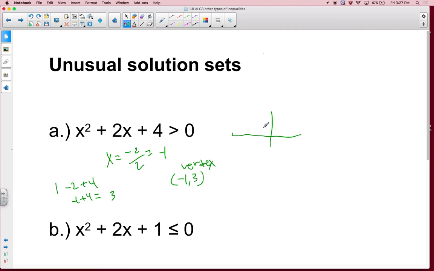Negative 1, 3 is up here, and it's facing up. So this is entirely above my x-axis. And this wants to know, where is it greater than 0? Meaning, where is it positive or above your x-axis? Everything is above your x-axis. So therefore, my solution here is going to include everything. So I'll just write that as negative infinity to infinity. That's my answer. Okay, getting better at this boxing my answers thing.